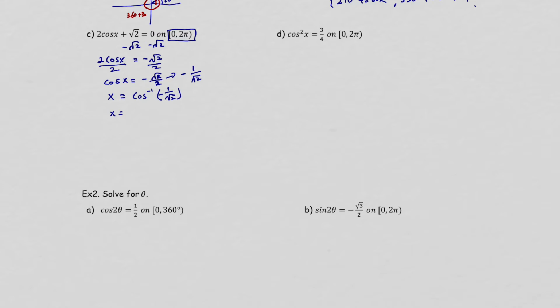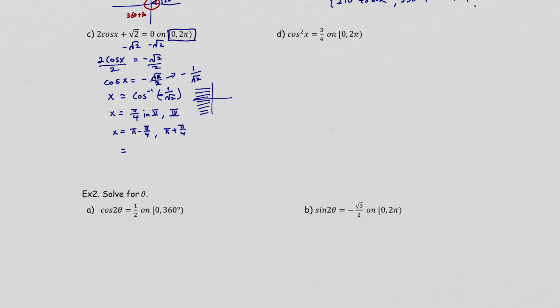Pi over 4, but this is a negative value. So where is cosine negative? Cosine is x, and x negative is second quadrant and third quadrant. So that's going to be pi over 4 in the second quadrant and third quadrant. Second quadrant, you do pi minus pi over 4. Third quadrant, you do pi plus pi over 4.